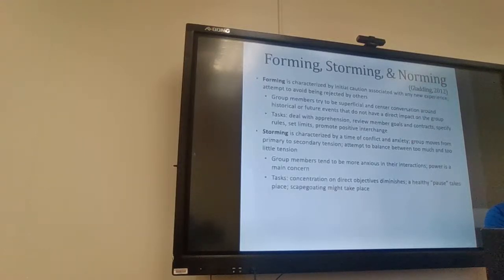We've seen that the storming stage is characterized by a time of conflict and anxiety. During this stage, the group moves from the primary tension that comes with the awkwardness around any new experience to now secondary tension, which has to do with relationships within the group. During the storming stage, there's an attempt to balance between too much and too little tension, as we talked about with cohesion. And group members tend to be more anxious in their interactions, and power is a main concern here.